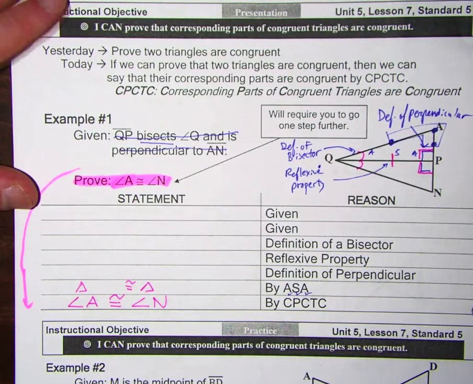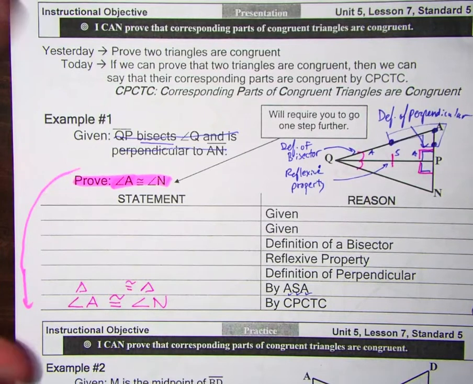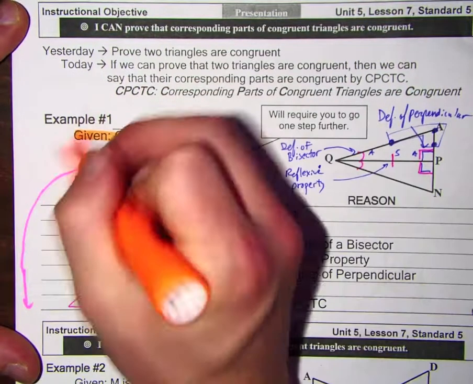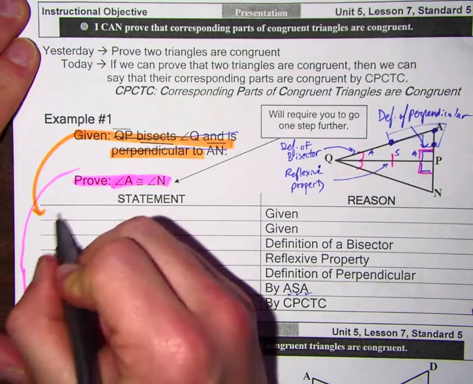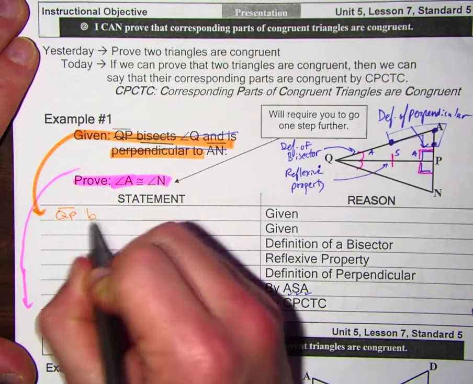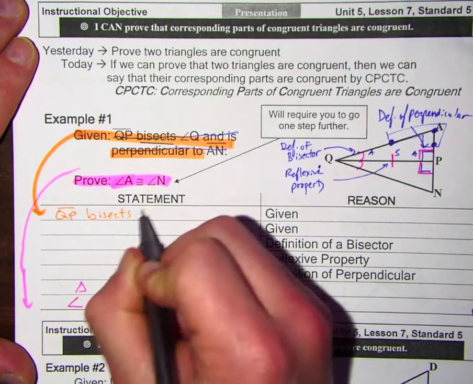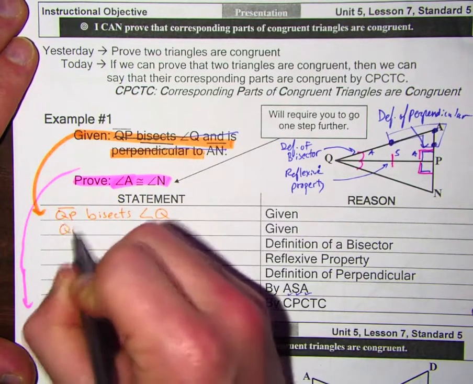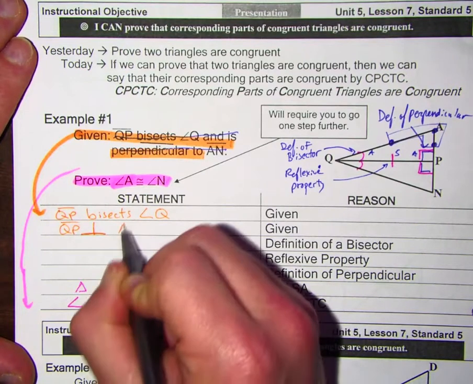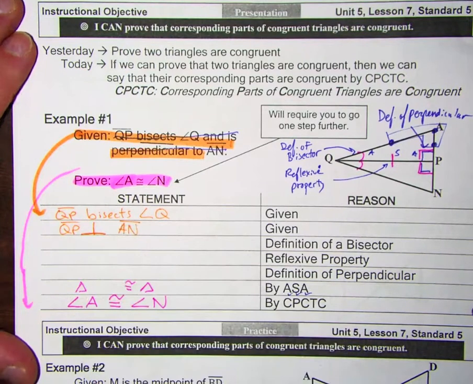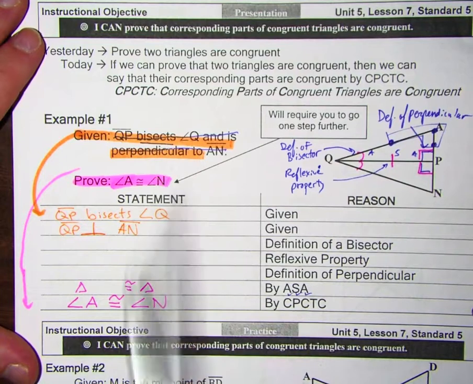Step 3, go ahead and write the given first, and step 4, the prove last. Well, let's take our given. We have to state all these things first before we can refer to them. Here I go. Segment QP bisects angle Q, segment QP is perpendicular to segment AN. You could write it all as just one big long thing, but I'm splitting it into 2 statements.